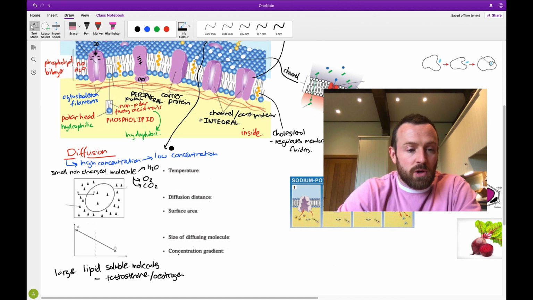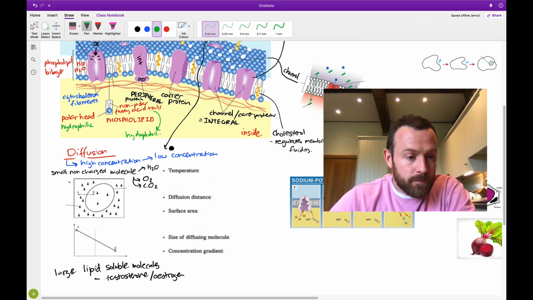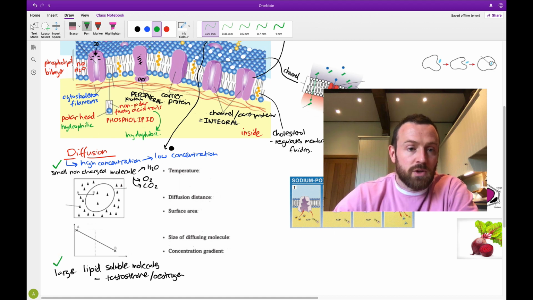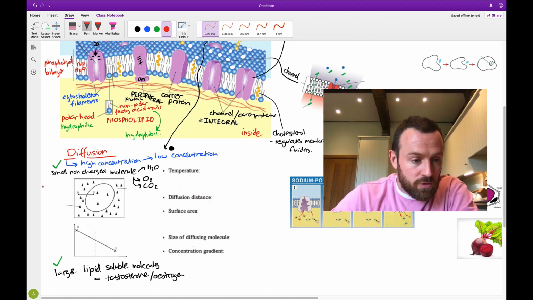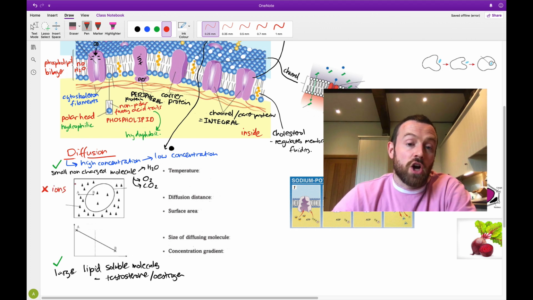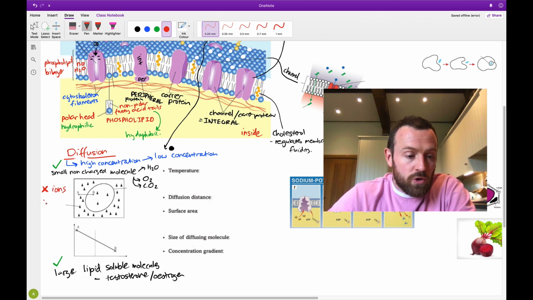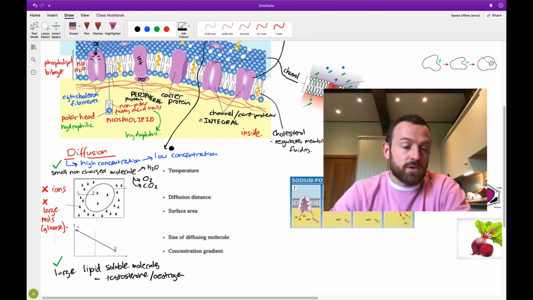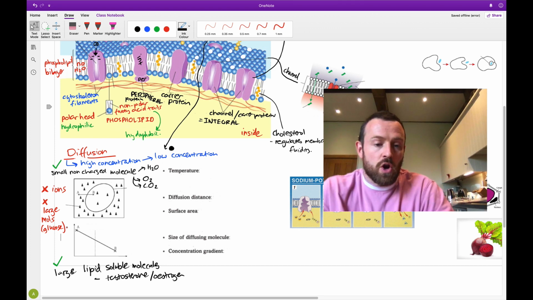So small non-charged molecules, yes, they can go through. I'm going to put a little tick. Large lipid-soluble molecules can go through, tick. And let's put a little cross here. Ions can't go through because they've got a charge. Or large molecules, e.g. glucose, okay? Glucose can't diffuse through. It has to get through a different way.